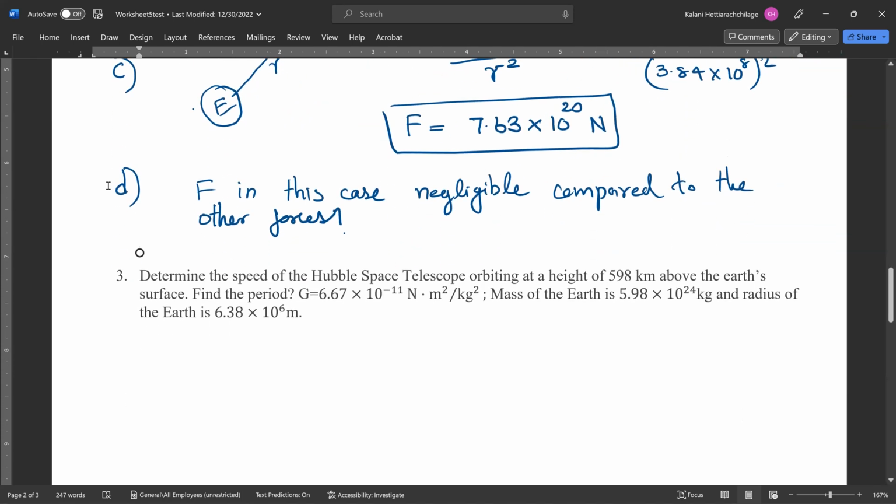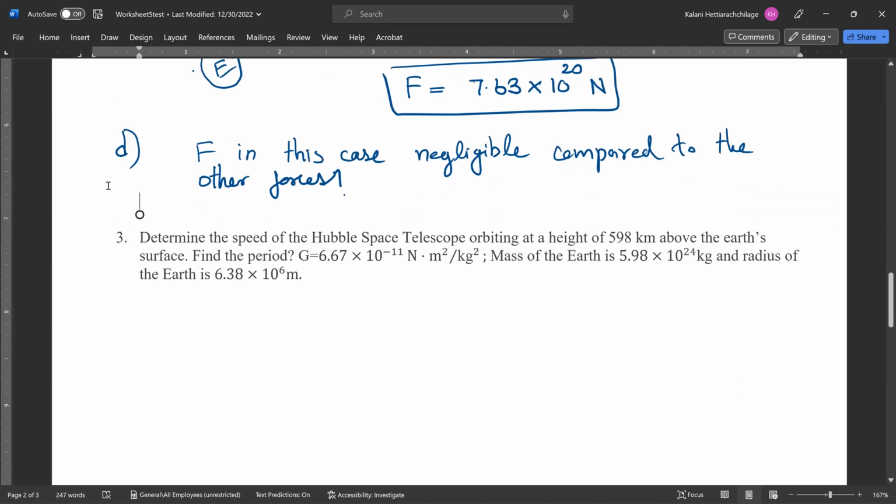Okay, so now we're going to move into the telescope and calculate the speed of the telescope, right? Determine the speed of the Hubble Space Telescope orbiting at a height of 598 kilometers above the Earth's surface. So that means your Earth is here and the telescope is here. That means this is the distance given. I'm going to write R1, and this will be R Earth, right? R1 is the one, 598.